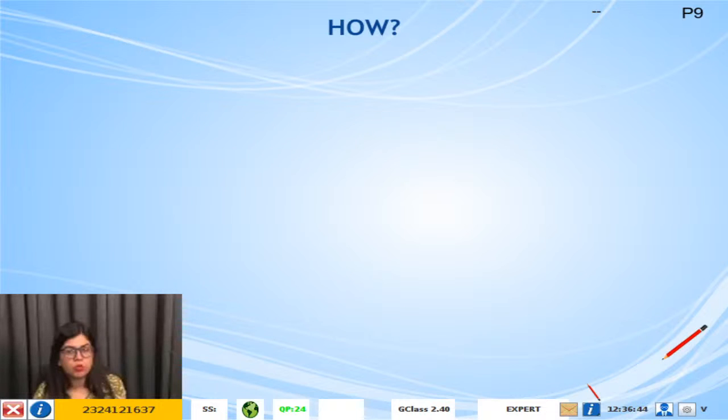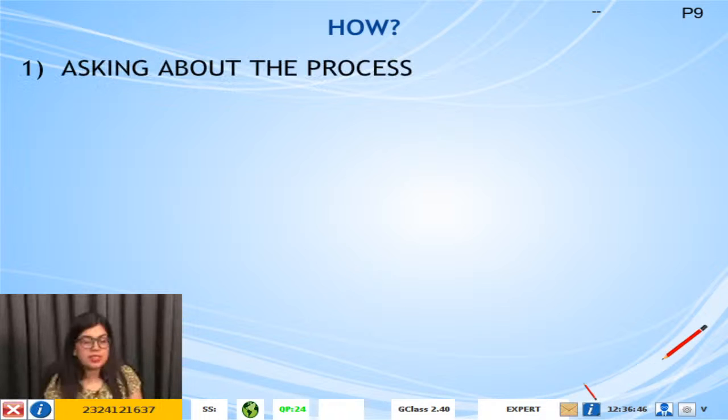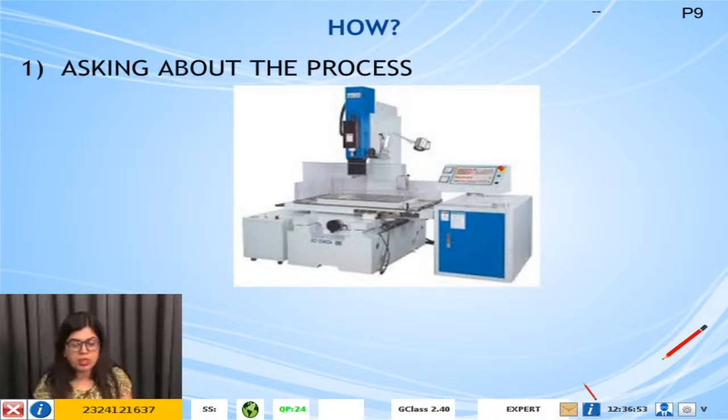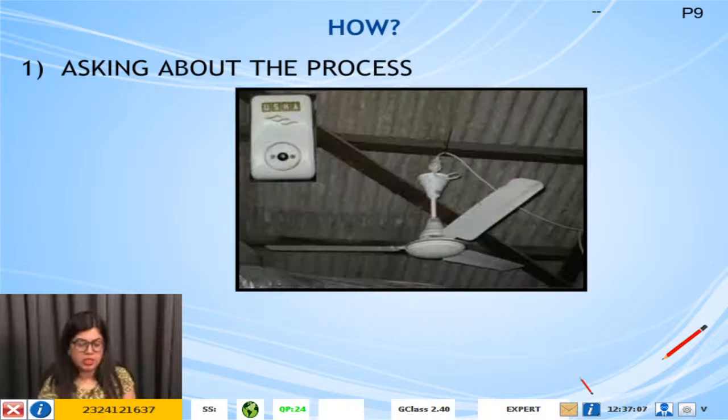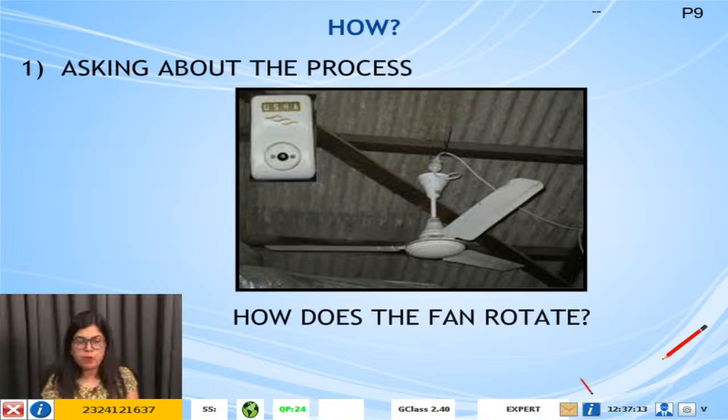Now how. Asking about the process. So how do we do something? Now let us look at this. Can you all see? Yes, so that's a machine, isn't it? So how does this work? So when we ask how this machine works, we use how. How, helping verb does. Then what can you see here? A fan, isn't it? How does the fan rotate? So how does the fan rotate? Here also we have how does.